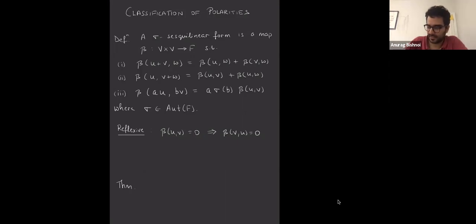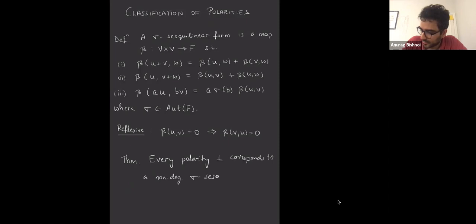And then the big theorem is that every polarity perp corresponds to a non-degenerate, let's say, non-degenerate sigma sesquilinear form. And it's defined in the same way, right? So if you have U, a subspace, then U perp is simply defined as all those vectors v for which beta of u comma v equal to 0 for all u in U. So every polarity comes from these sort of forms.